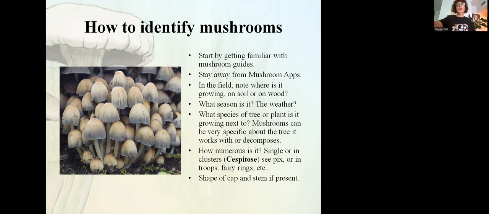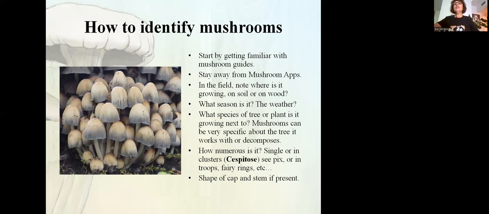So the Texas star, for example, loves elm trees. So if you're looking for Texas stars in the fall, you have to look for elm trees that they are decomposing. How numerous is it? Single or in clusters, also known as cespitose? And are they in troops? Are they in fairy rings?